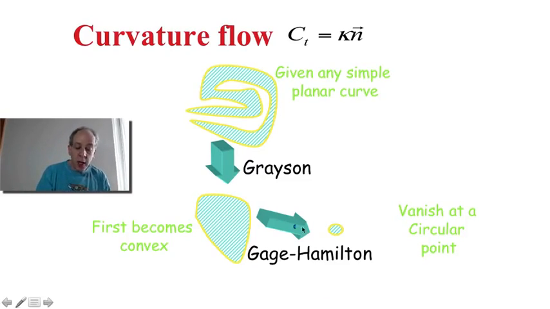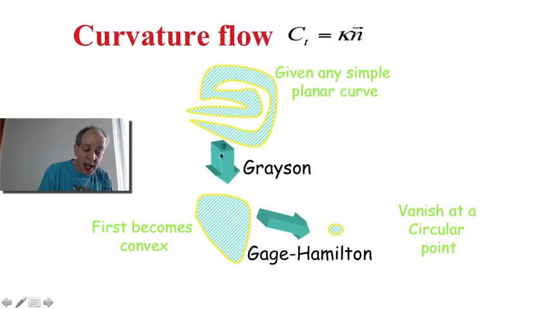Once it's convex, if you keep going, it starts rounding. And basically, it ends in what's called a round point. So it actually will vanish. It will keep shrinking. Basically, it will keep going inside proportional to the curvature. And at the end, it will look like a round point. So if you dilate it all the time, if you just make the area constant all the time, you will see that it's becoming round and round.